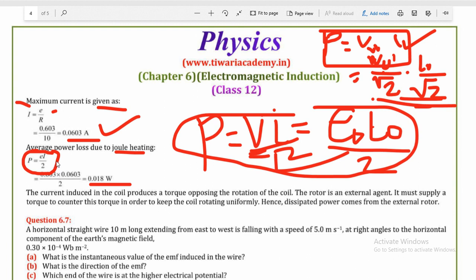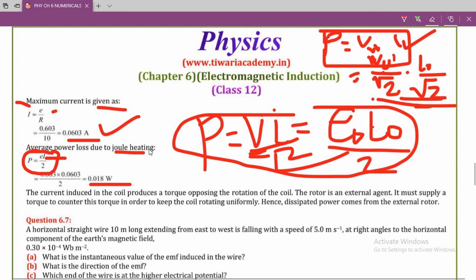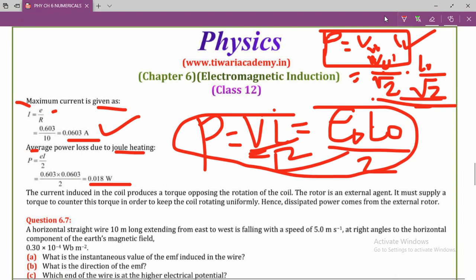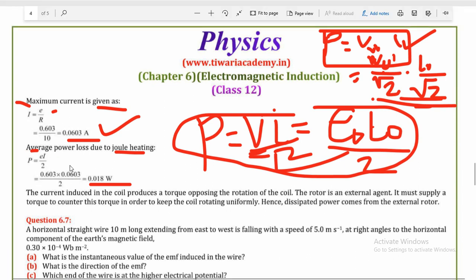So if you know this is the formula, you can substitute the values of E0 and I0, that are 0.0603 for I, and the value of V, or you can say E, that is 0.603 upon 2. So after calculation you will get the answer 0.018 watt. Okay, so this is the power loss due to Joule heating.